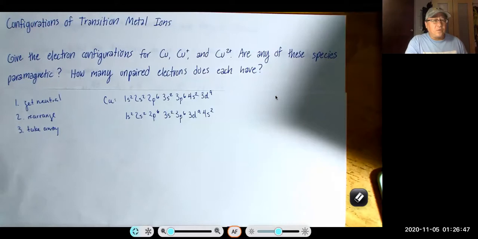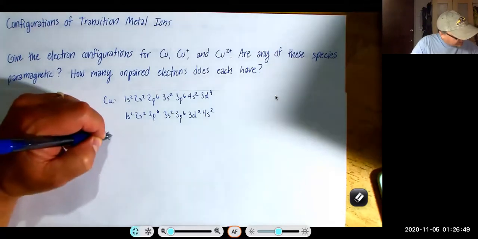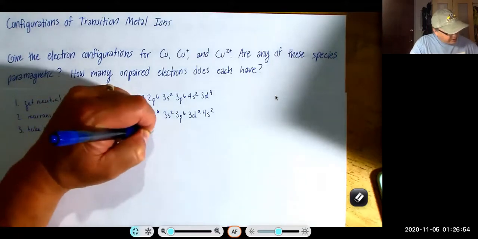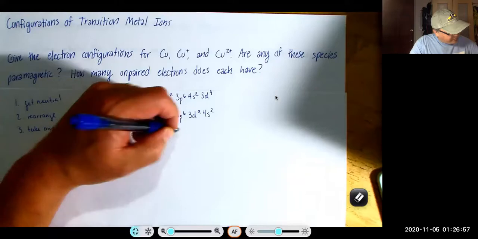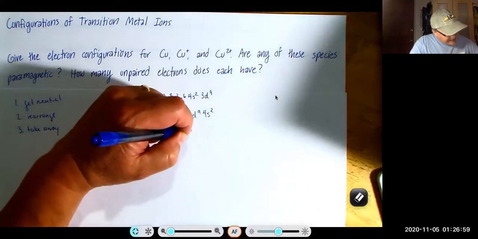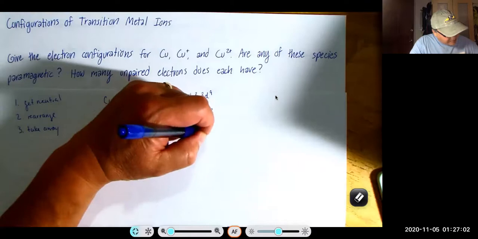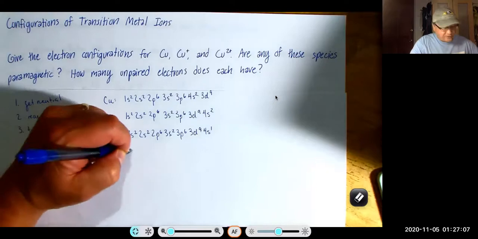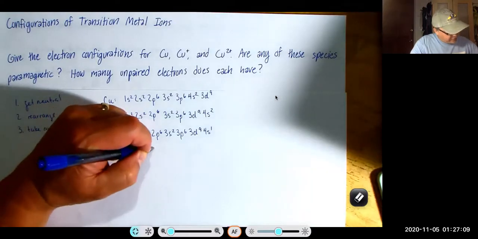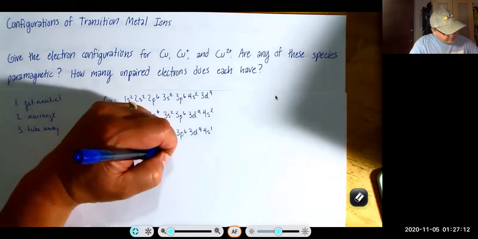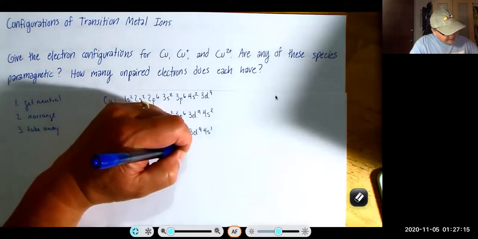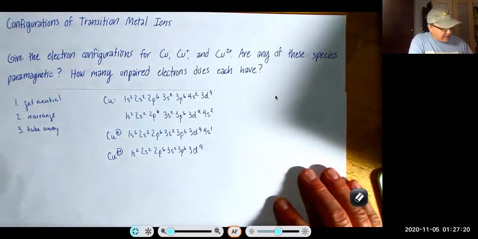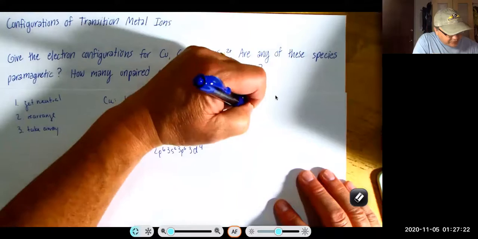So what would copper +1 look like? It would be 1s2, 2s2, 2p6, 3s2, 3p6, 3d9, 4s1. And what would copper +2 be? It would be 1s2, 2s2, 2p6, 3s2, 3p6, 3d9.